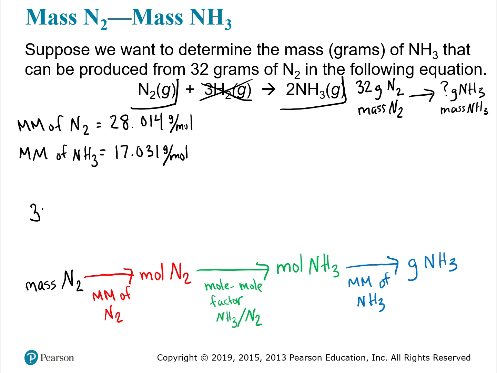Our starting information, we've got 32 grams of nitrogen gas. Our first bridge, we're going to use the molar mass here. Make sure that you label your molar mass so you know which one is nitrogen gas and which one is ammonia. If you get them switched, you will not get the right answer. We need moles of N2 to move forward, so the moles will go in the top and the grams will go in the bottom.